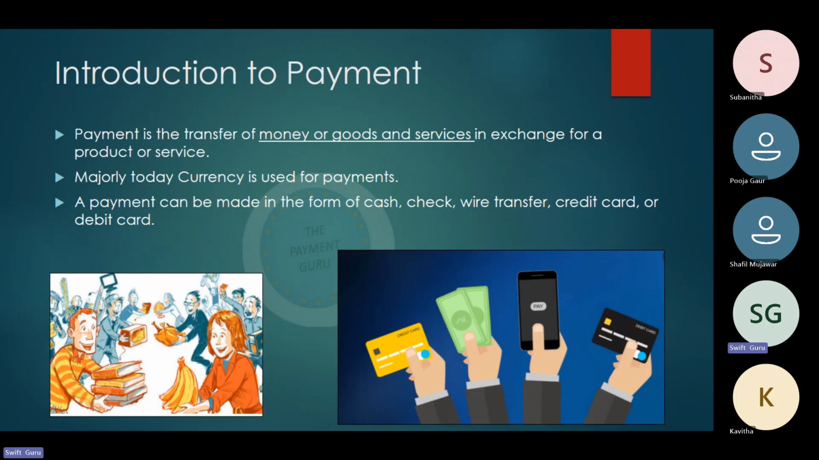The salary which you receive every month end, which gets credited to your account for the services which you have provided, is actually a payment. It is a payment by your company to you in exchange for the services you have provided to your company.